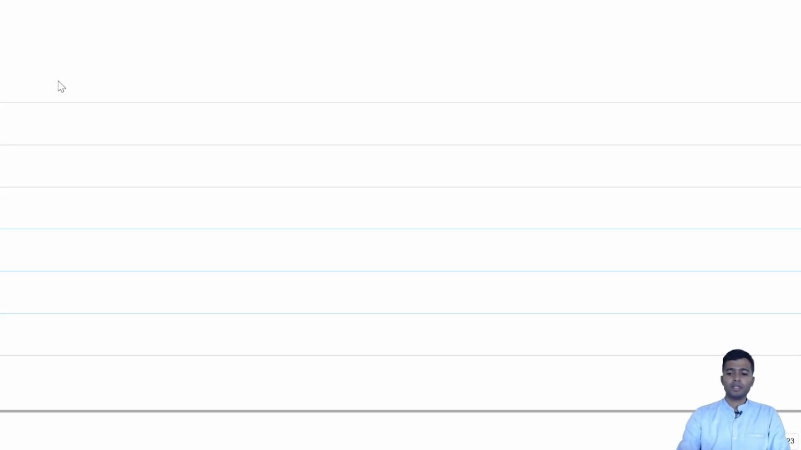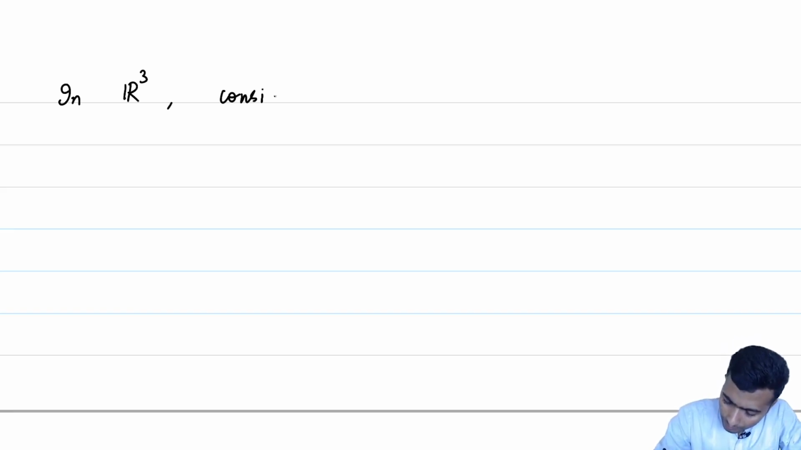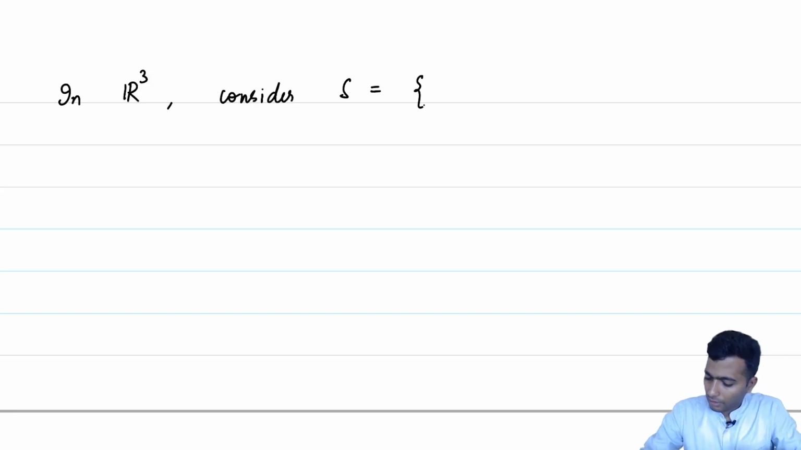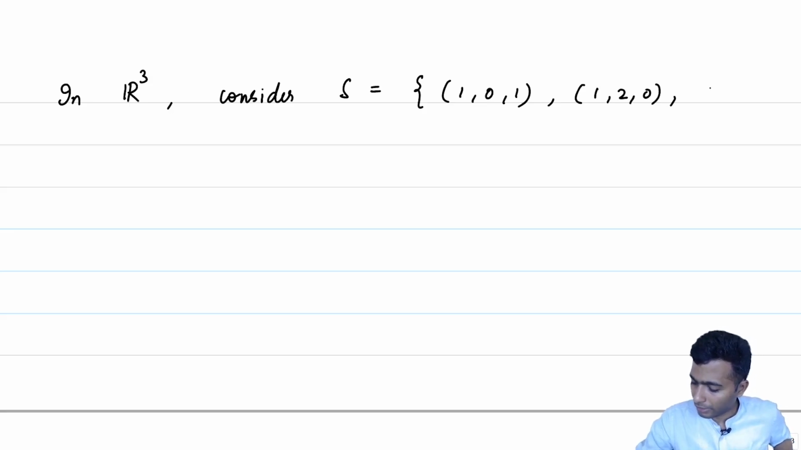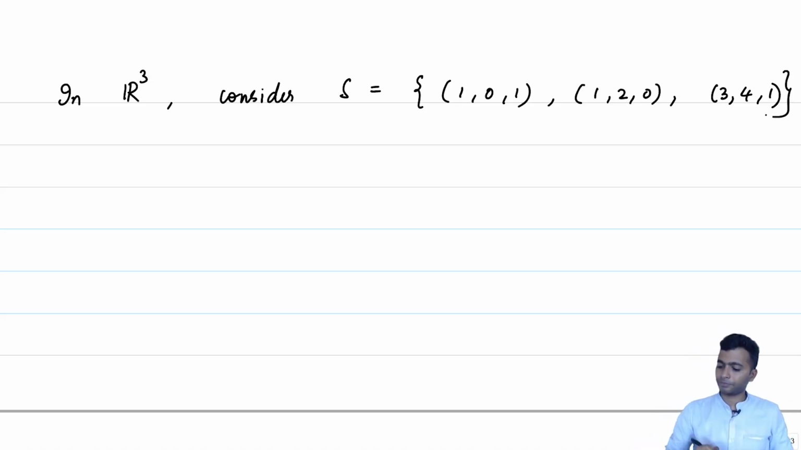So in order to do that, let us start by looking into an example. So in R3, consider the set S given by say (1, 0, 1), (1, 2, 0), and then maybe (3, 4, 1). This is a subset of R3, and let us try to see what is the span of this set S.